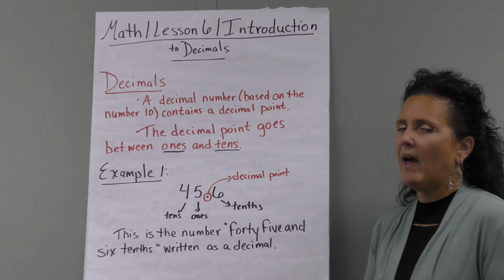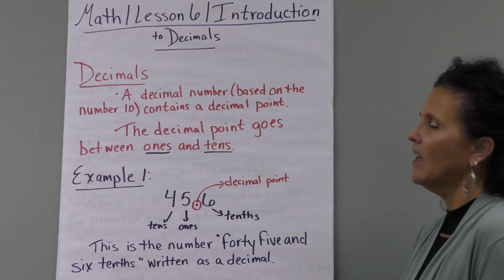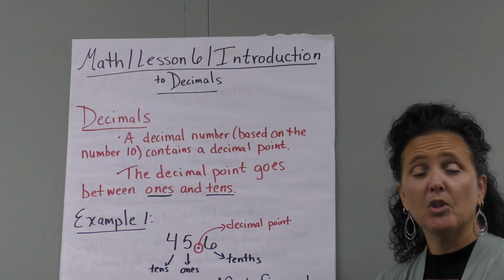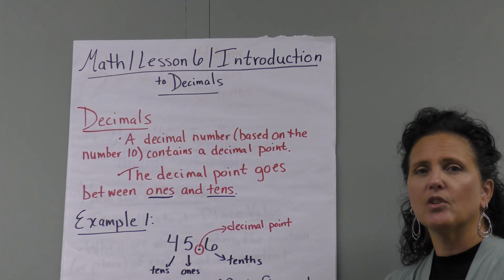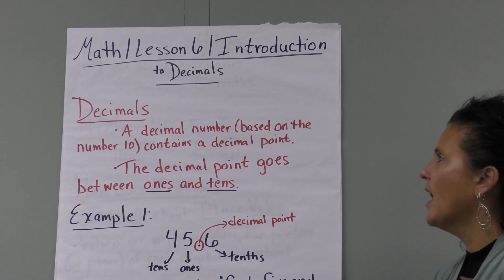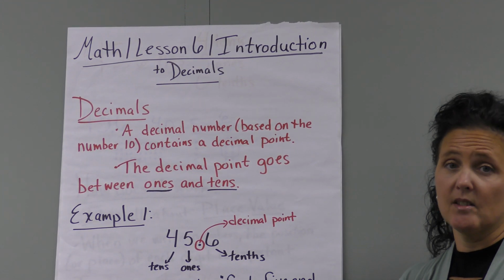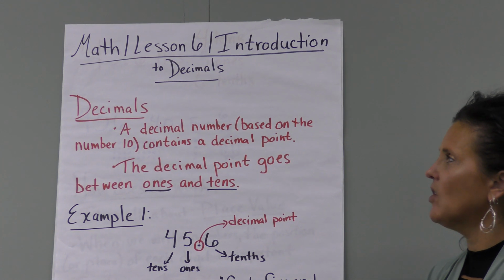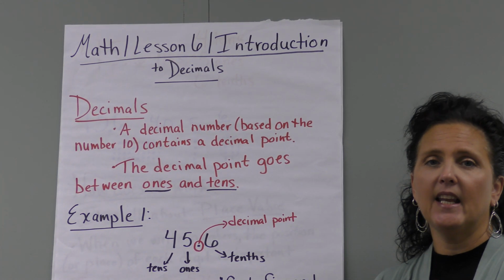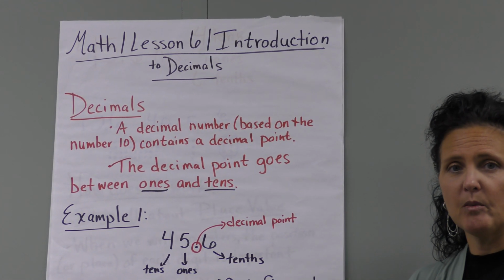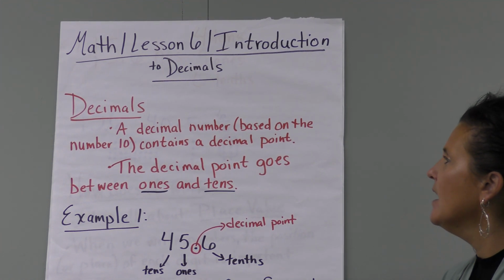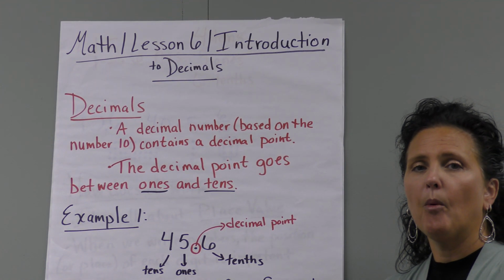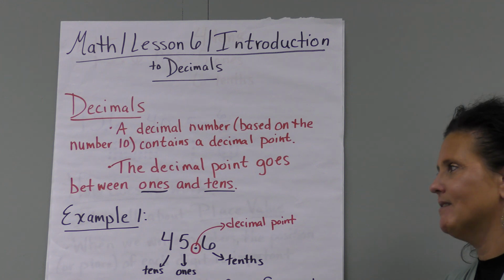Today we're going to look at a math lesson. This is number 6, Introduction to Decimals. We just finished fractions and we're going to start a new series on decimals. So we want to look at what is a decimal. A number based on 10, it has to contain a decimal point in order to be a decimal. And we'll look at that more here in a minute. The decimal point is going to go between the ones and the tens place.